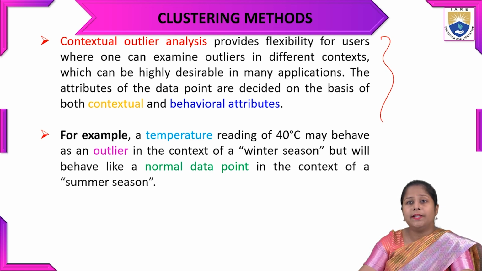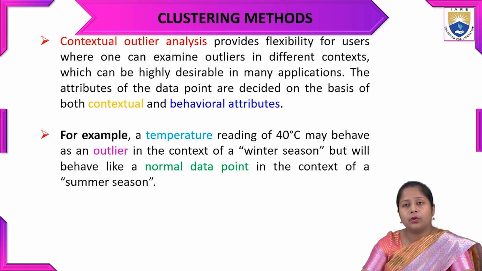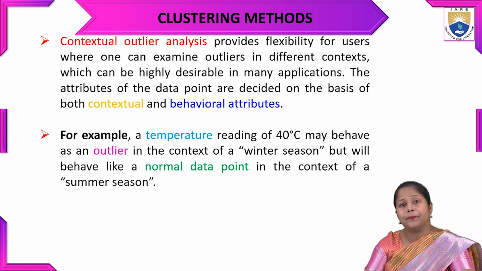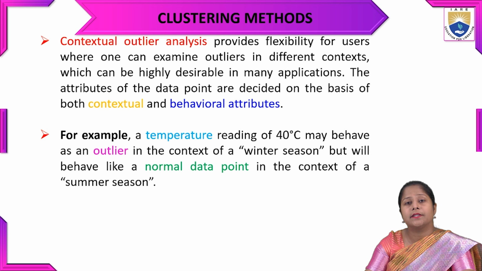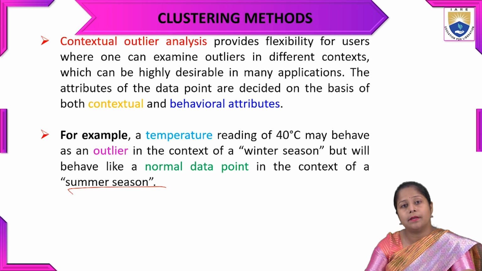In that, the attributes of the data points are decided on the basis of both contextual as well as behavioral attributes. For example, a temperature reading of 40 degrees Celsius may behave as an outlier in the context of the winter season, because the temperature cannot be 40 degrees Celsius; it will be less than 15 or 20. But it behaves like a normal data point in the context of the summer season. So the user can add the data point to the summer season cluster.